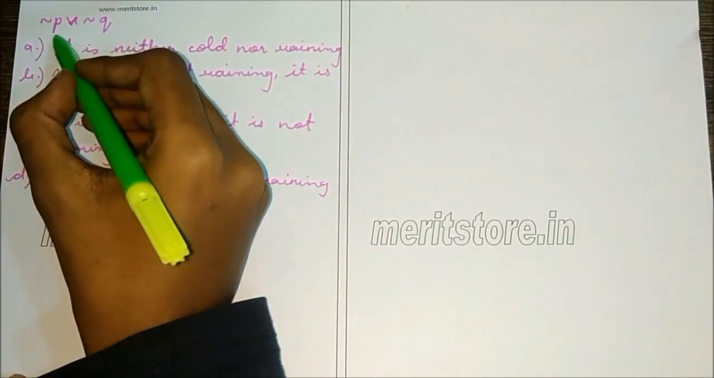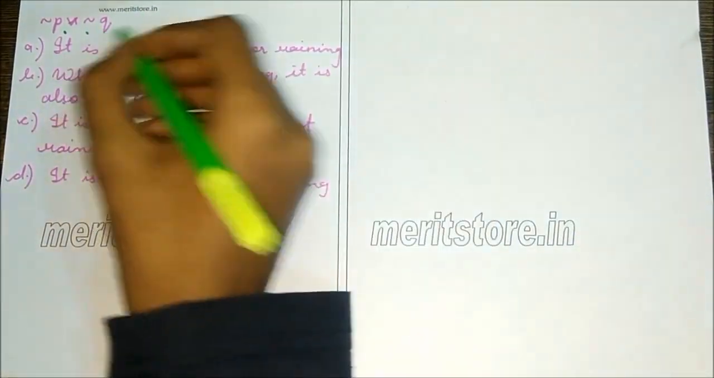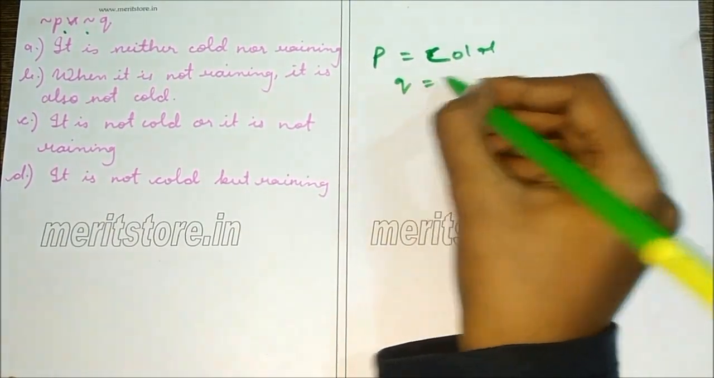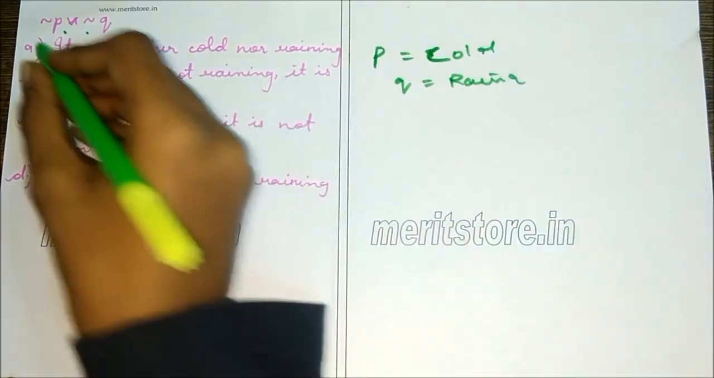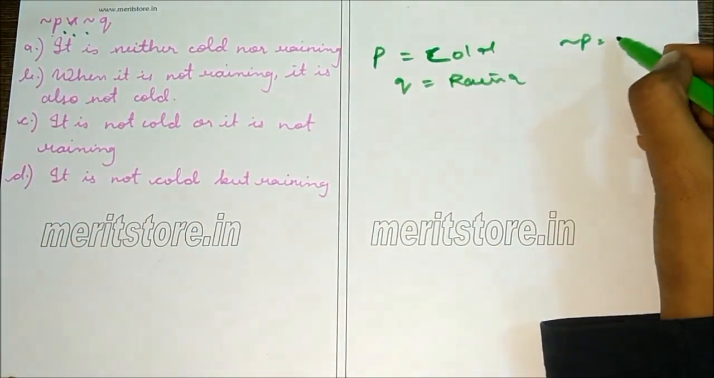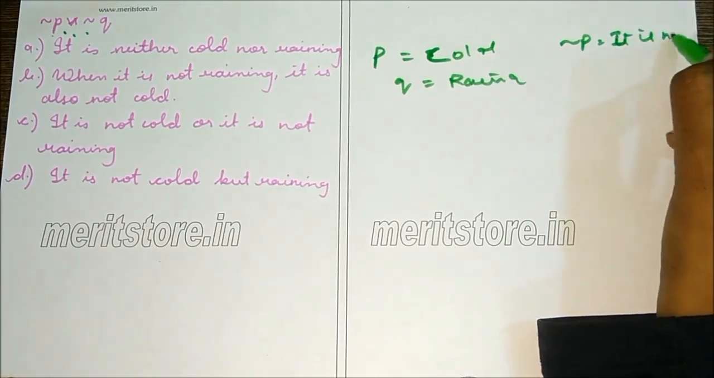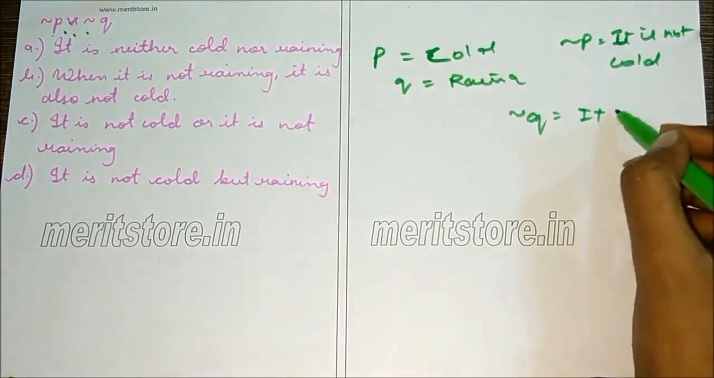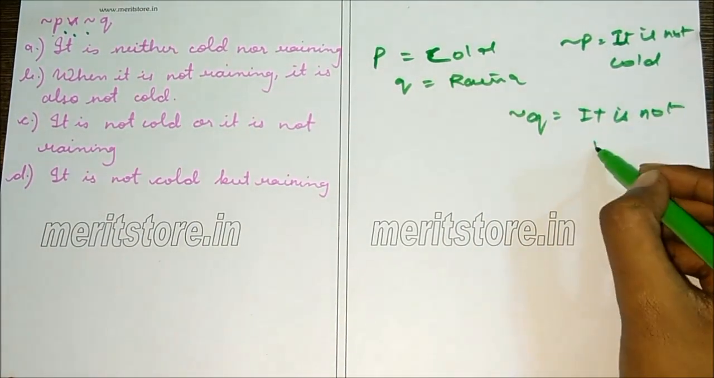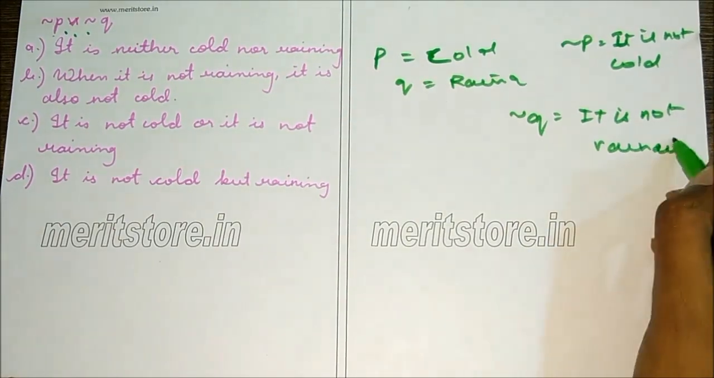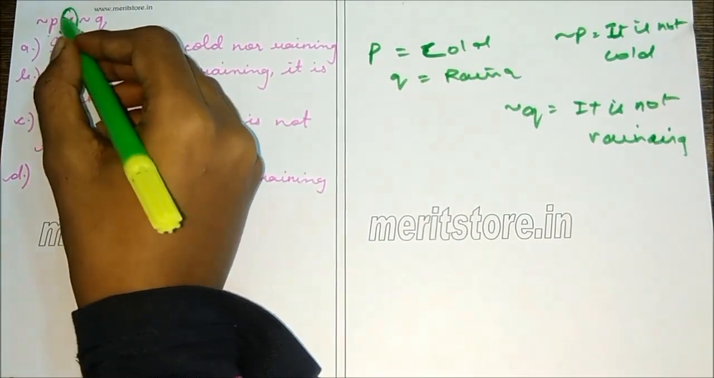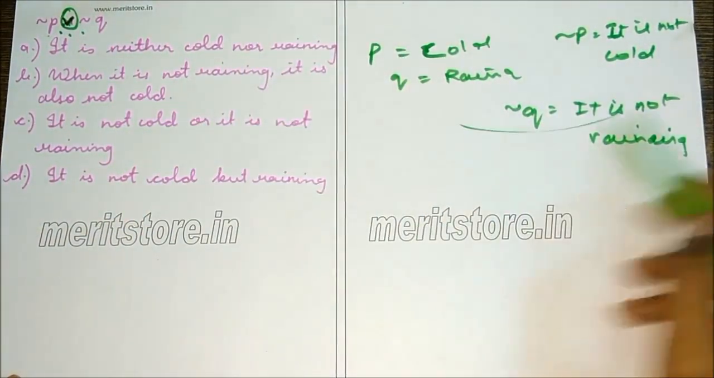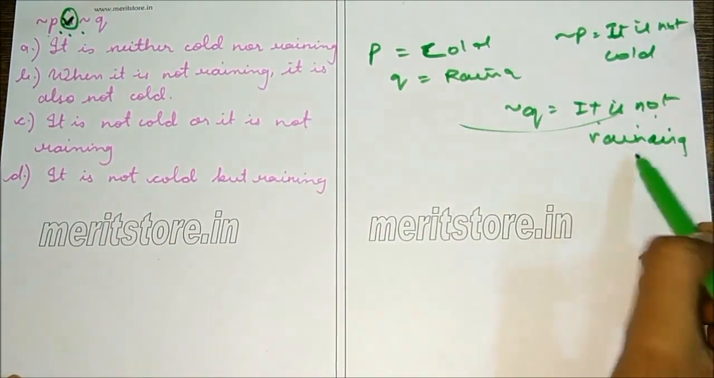Now the symbol is negation of P or negation of Q. P is it is cold and Q is it is raining. So negation of P is it is not cold, and negation of Q is it is not raining. The connector used is or. So we have to find a statement which uses these elements. So first we have to find it is not raining.